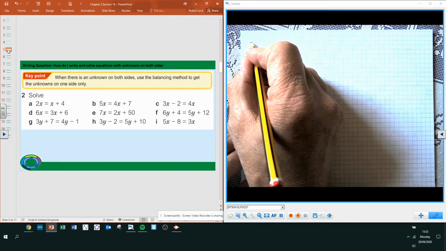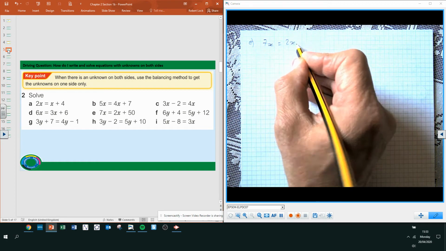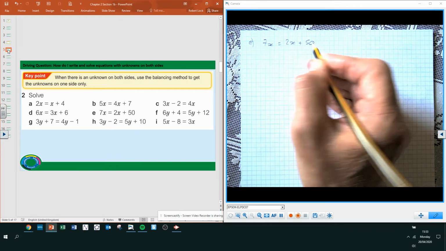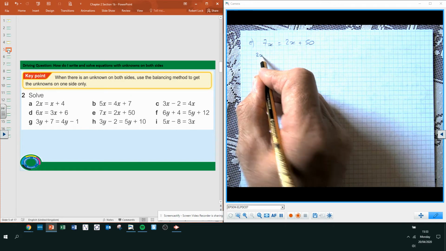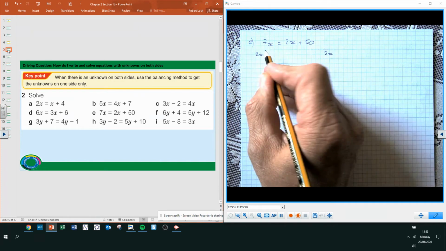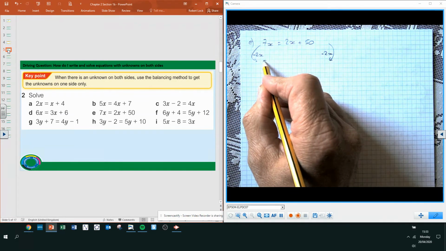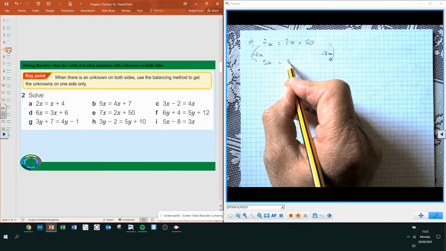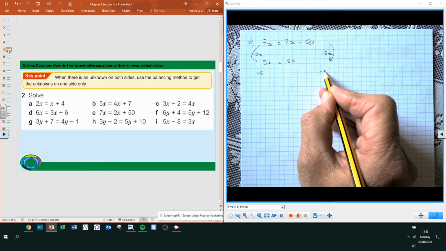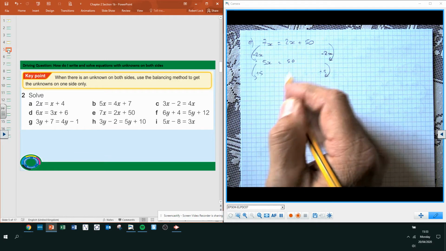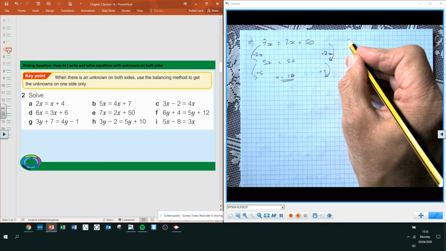Okay. E. 7x equals 2x plus 50. So taking the smaller number away from the bigger number, so 2x. Seven take away 2 is 5x equals 50. Divide both sides by 5. And then x equals 10. F.